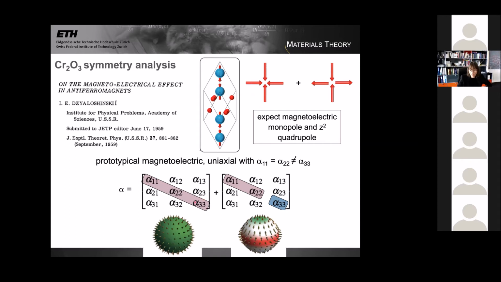The alpha ZZ is different from alpha 1, 1, which is equal to alpha 2, 2. And so I can recast my understanding of the symmetry of chromium 203 and its magnetoelectric response: I can decompose it into the sum of the responses from the magnetoelectric multipoles.